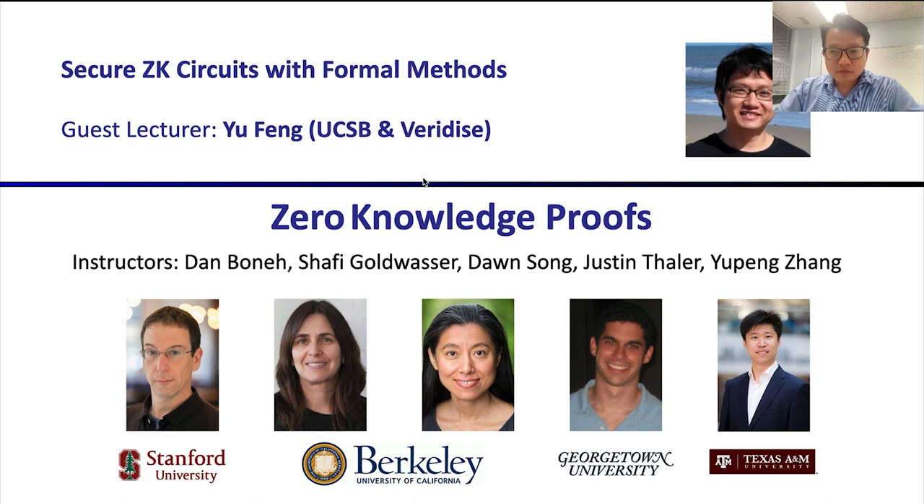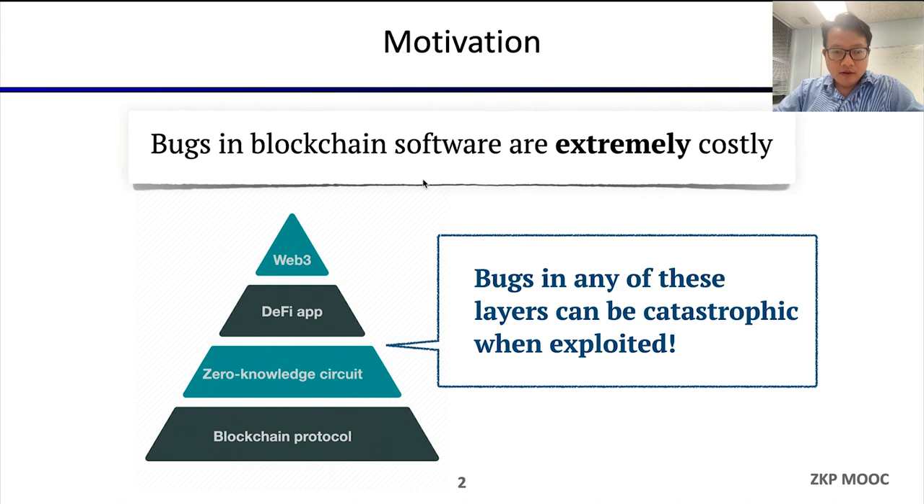First of all, I'd like to start by stating the obvious, in the sense that bugs in blockchain software can be extremely dangerous. When I refer to blockchain software, this ranges from the underlying consensus protocol to zero-knowledge circuits to smart contracts, and all the way to the Web3 applications at the top, including wallets, games, you name it. If you have any logical bugs or security vulnerabilities in any of those layers, attackers can basically exploit them and steal enormous amounts of money.